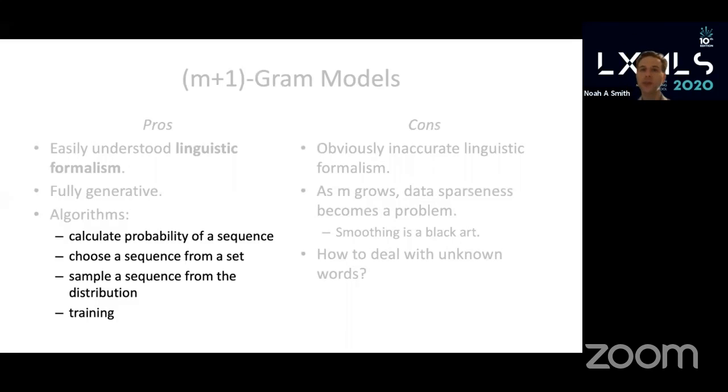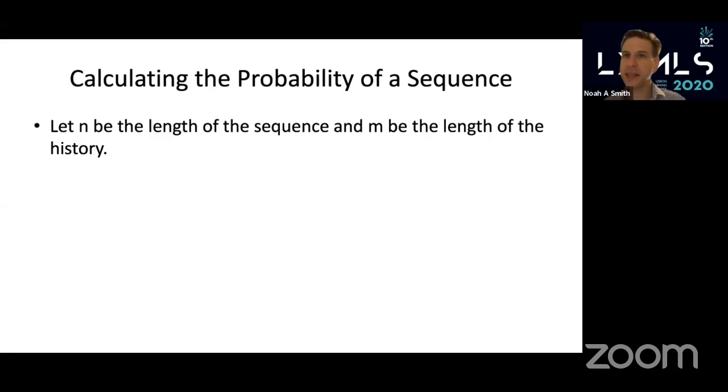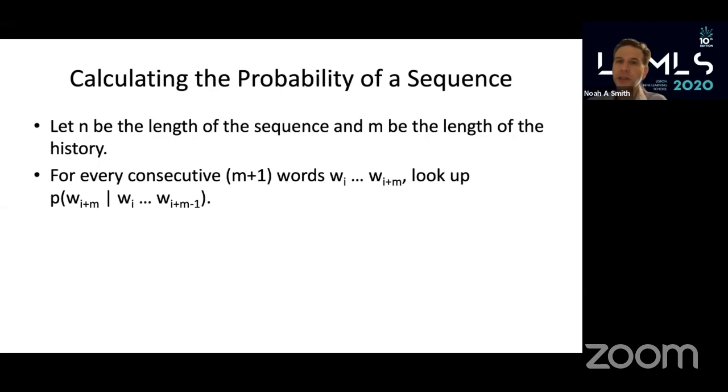Okay, so I want to drill into four different algorithms for things you might want to do with M+1 gram models. The first one: if I give you a sequence, how do you calculate its probability? Let n be the length of the sequence and m be the length of the history. You're going to take every consecutive M+1 words, word i through word i+m, and look up the probability of that last word, w_{i+m}, given the m words that came before. So presumably you're storing all of your M+1 gram probabilities in a data structure that gives you fast random access lookup.